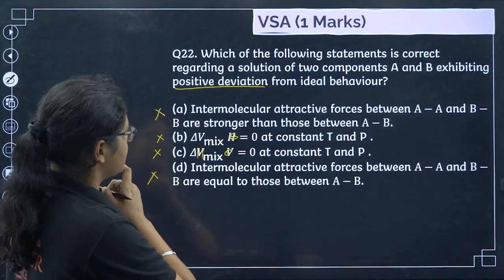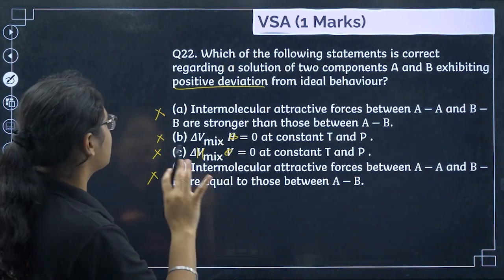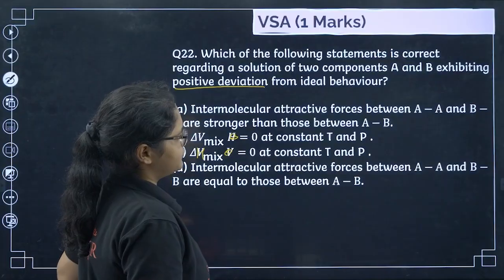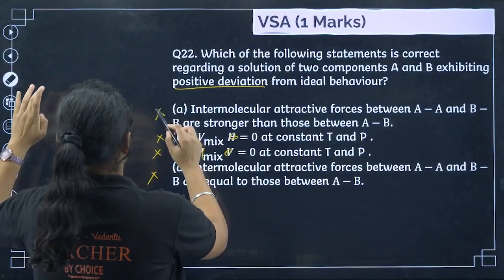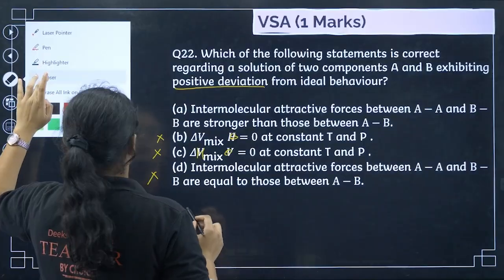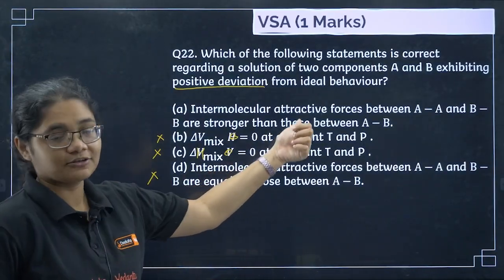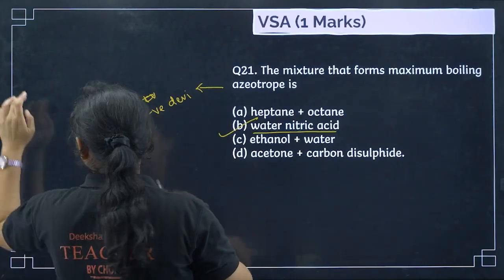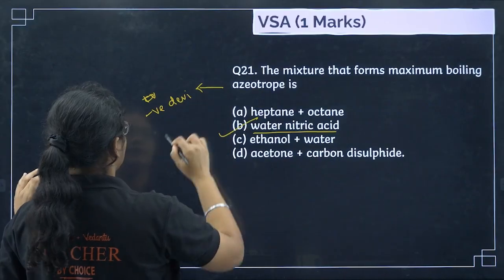The question is asking us to find the correct statement. Intermolecular attractive forces between AA and BB. Yes, the intermolecular forces of attraction between AA and BB are stronger than AB interactions. Definitely AB interactions are weaker, right? So yes, this is the correct statement.